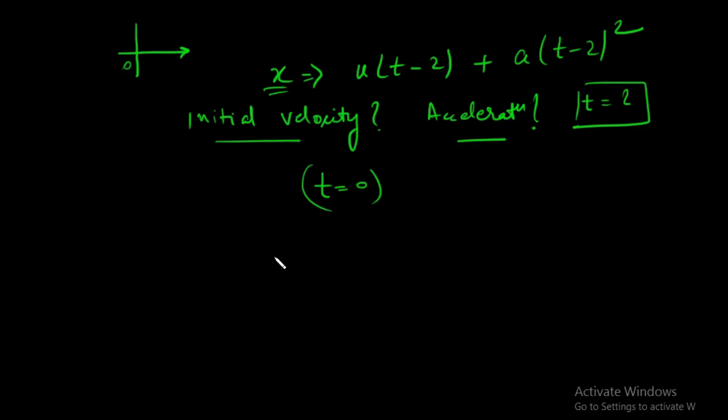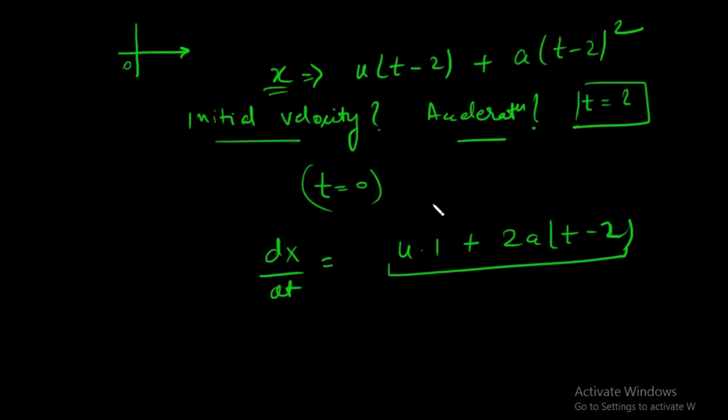First of all, you have to calculate velocity. This would be dx by dt. Okay, so this would be u times 1 plus 2a times t minus 2, right? This would be the velocity, equation of velocity, because we are differentiating x with respect to time. So u times 1 plus twice a times t minus 2 times 1, right? So at t equal to 0, this would be u minus 4a. This is the initial velocity, u minus 4a.